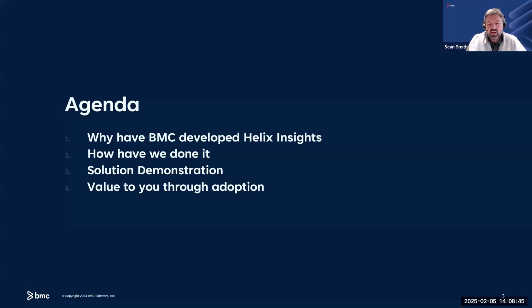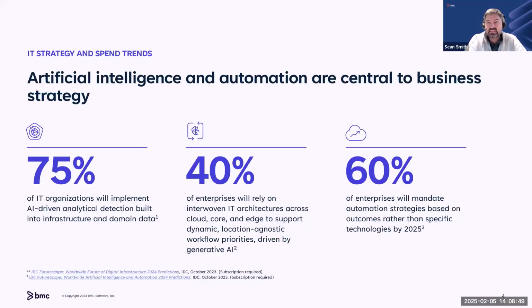So we're going to start at a 40,000-foot view. IDC says that artificial intelligence is forming a major part of any business strategy. If you look at the stat on the left-hand side, three-quarters of organizations are implementing AI-driven analytical detection, either into their infrastructure or into their domain data, or a combination of both. I think that's quite interesting.